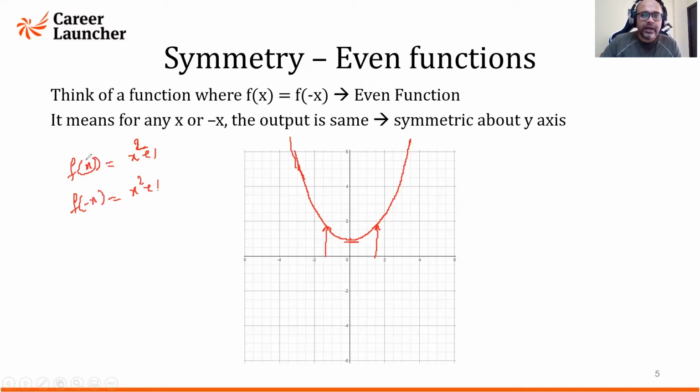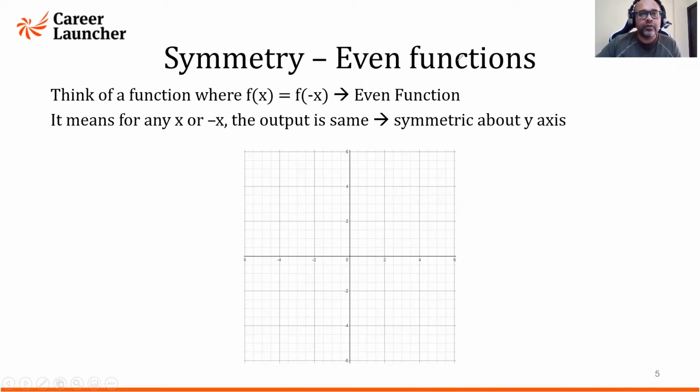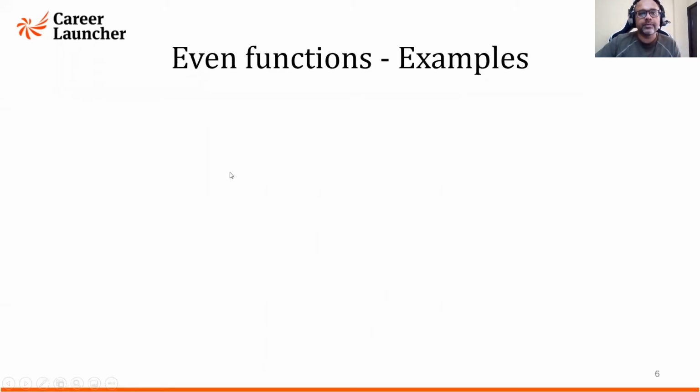So it doesn't matter whether your input is positive or negative. The output is still the same. And such a function is always called an even function, and it will be symmetrical about your y-axis. So let's take a few more examples to see about symmetry.